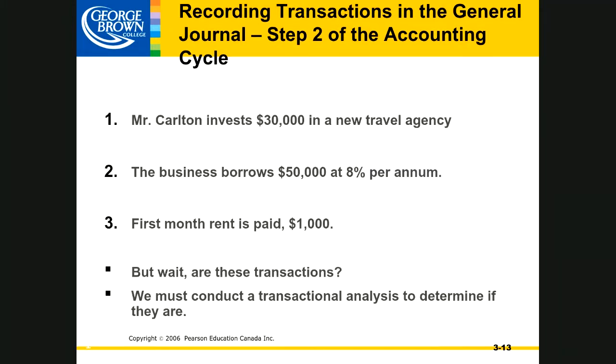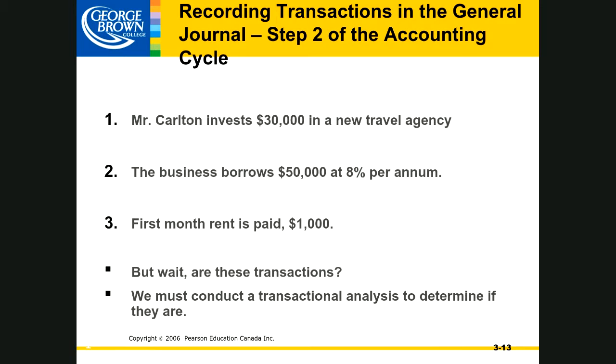So here are three examples. Okay. Number one, Mr. Carlton invests $30,000 in a new travel agency. Number two, a business borrows $50,000 at 8% per year, or annually. And then number three, you pay your first month's rent, and it was $1,000.